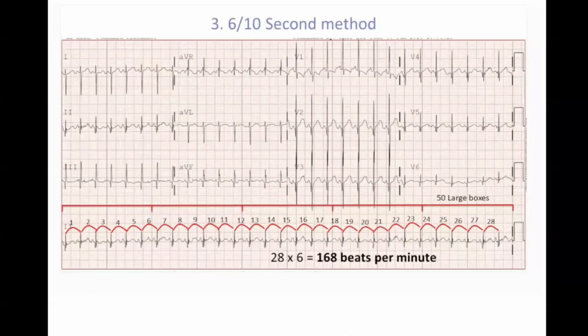So here we can see in the example, we counted that there were 28 R waves in this 10-second rhythm strip. We multiplied it by 6 and got 168 beats per minute. So depending on the age of this patient, this could be a normal heart rate.